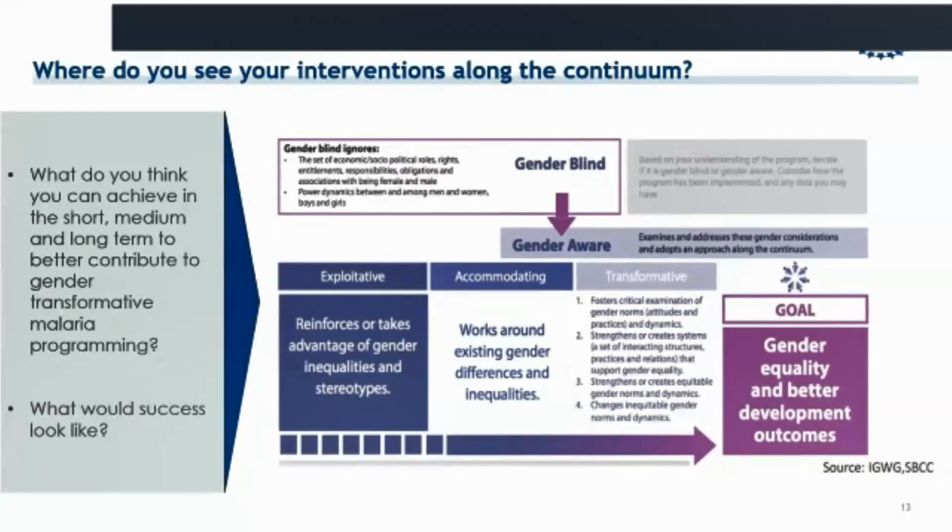I will stop there for now, for the sake of time. And I'm curious to know, where do you see your intervention standing along this continuum? Over to you.